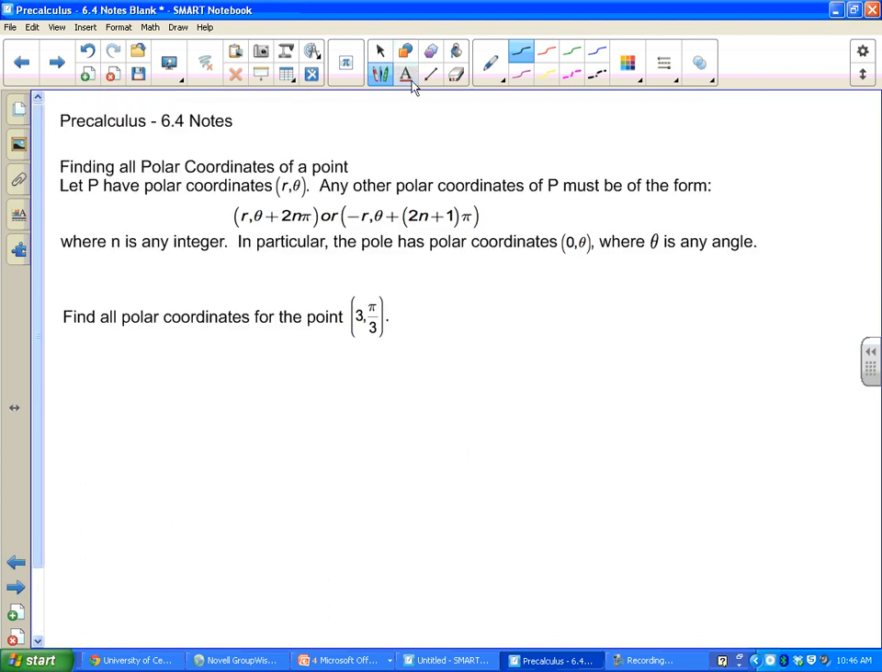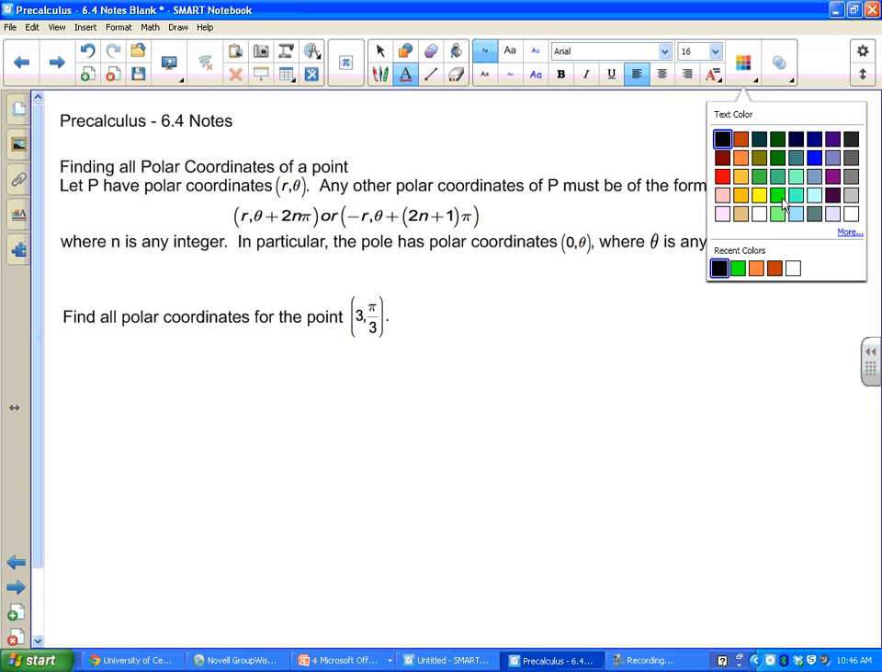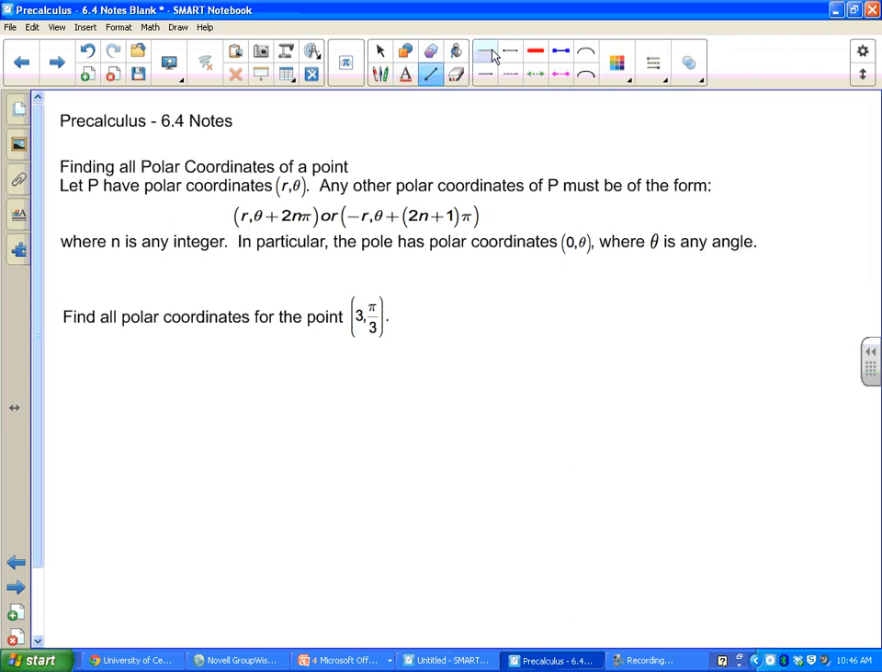On this slide, the thing that you should pay attention to is this right here. If they give me r comma theta, I can plug it into these two formulas, and that gives me any point that I want. So 3 comma pi over 3 is saying r is 3, theta is pi over 3. We're just going to fill that into these two formulas up here.